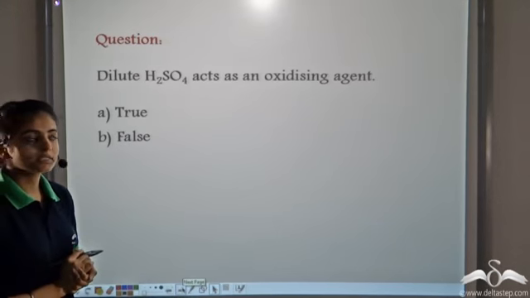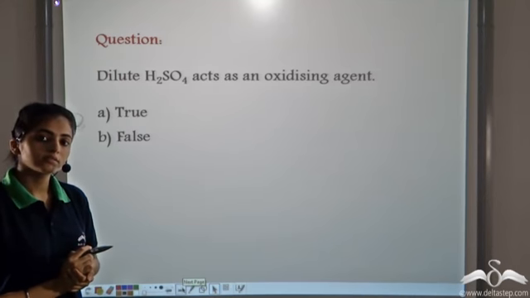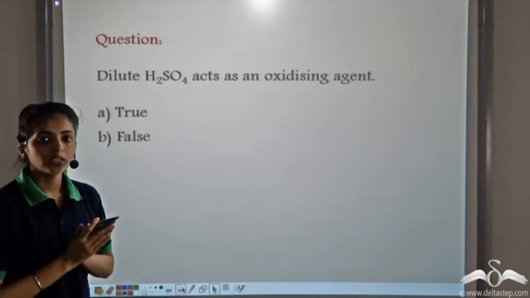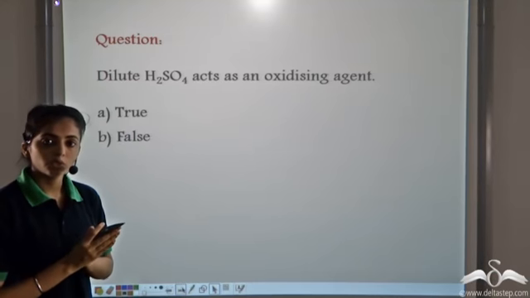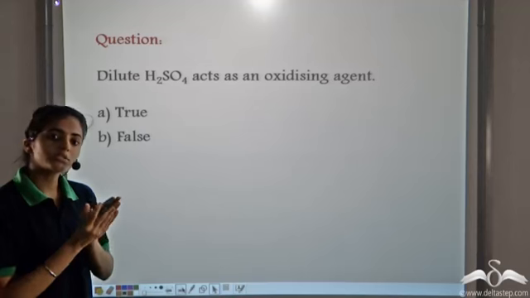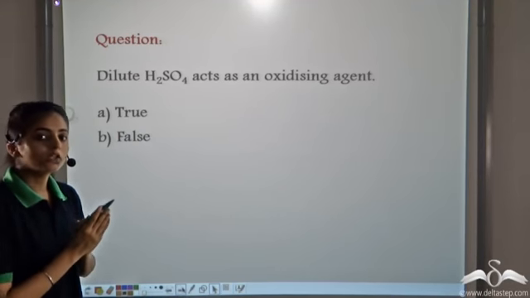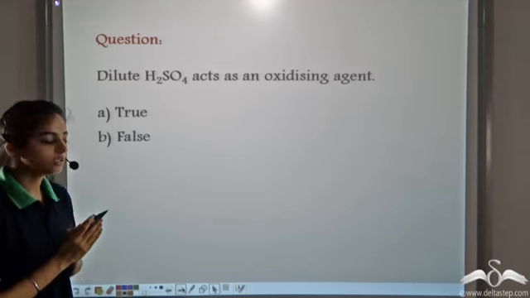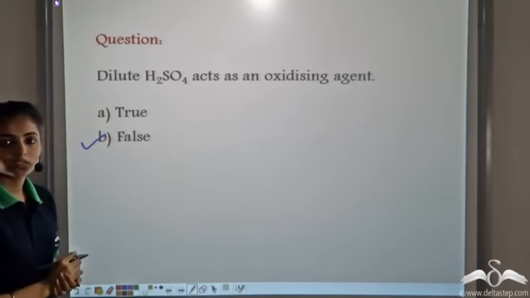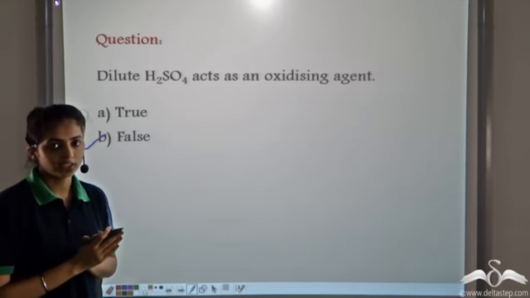Dilute sulfuric acid acts as an oxidizing agent. Is it true or false? We know that dilute sulfuric acid acts as an acid. When a metal reacts with dilute sulfuric acid, it forms the corresponding salt and releases hydrogen gas. So dilute sulfuric acid does not act as an oxidizing agent. So the given statement is false. Concentrated sulfuric acid acts as an oxidizing agent.